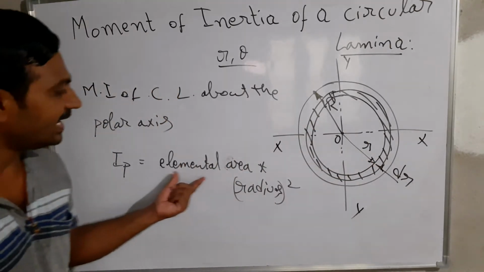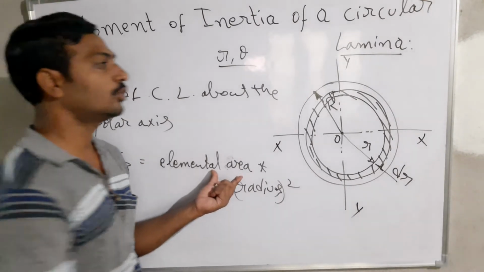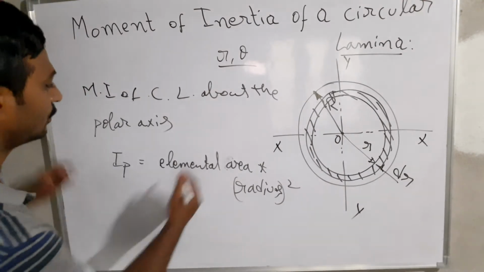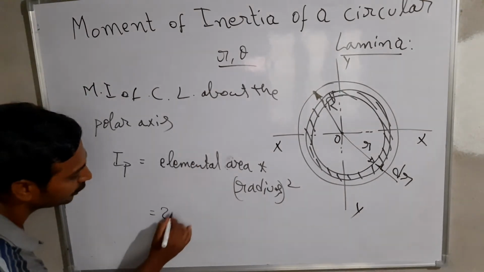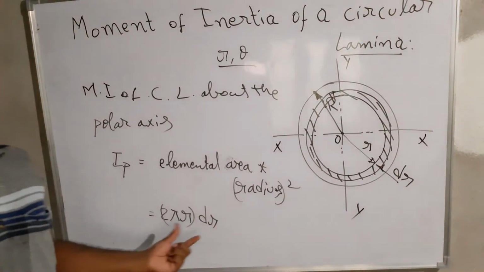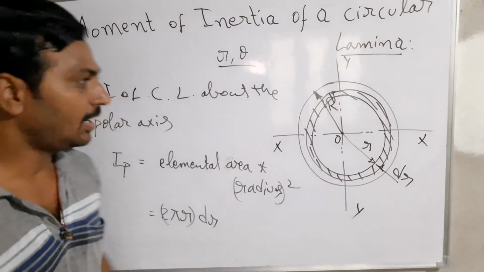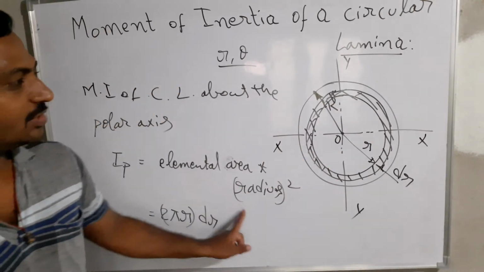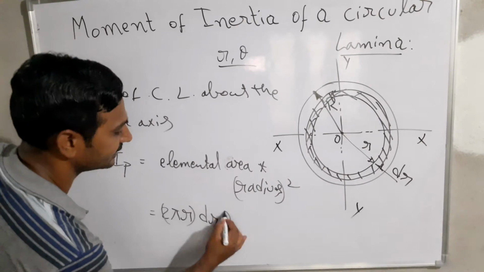So then what is the elemental area, how are we going to take it? Because the elemental area exists throughout the 360 degrees. So that elemental area I'm going to write as 2 pi r into dr, the thickness we are going to multiply, so that we will get the area of this elemental strip, and it is located at a distance of r square.